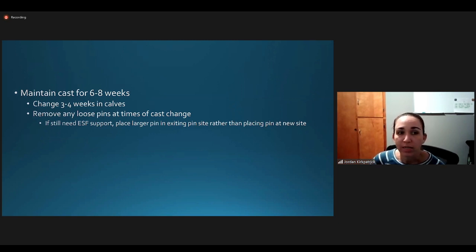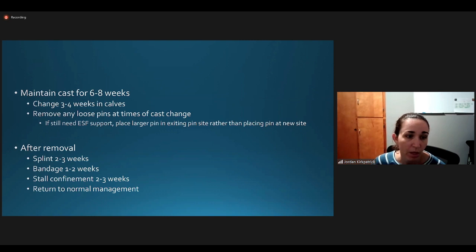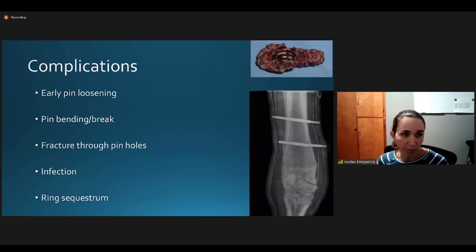For these casts, they're maintained for 6 to 8 weeks. In adults and calves, it's 3 to 4 weeks. If any pins loosen, they need to be removed at the time of cast change or sooner. If you still need the transfixation pin cast for support, you can put a larger pin in, depending on what you may need to do. And again, after we remove the cast, you do cast, splint, bandage, then no bandage, and then they can return to normal exercise. Wean them out of this type of coaptation before you turn them back out.